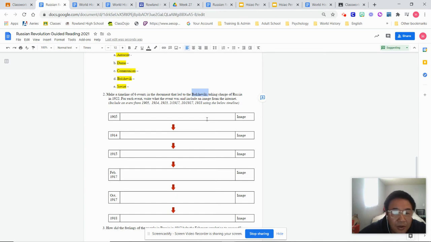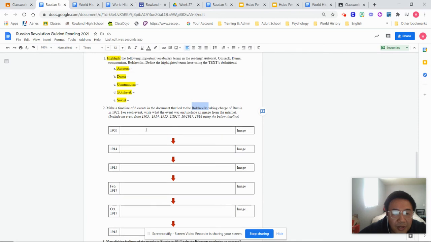It was a civil war. There was also what happened to the czar abdicating, meaning he gave up power. He didn't decide to fight to the death. He literally just gave it up. He abdicated. The czar gave up his power, and all of these things happened in a row. So the first one probably would be the creation of the Duma.